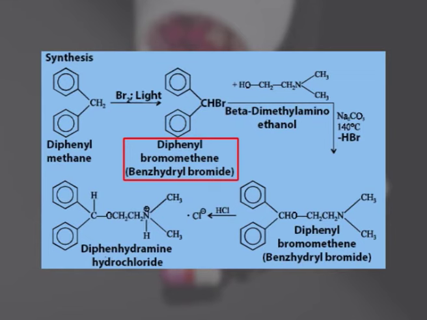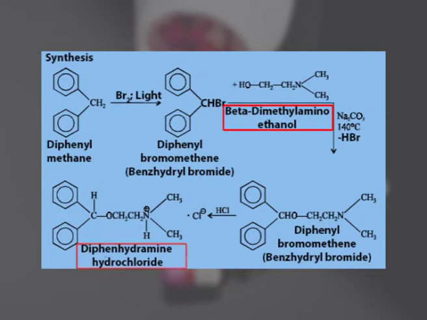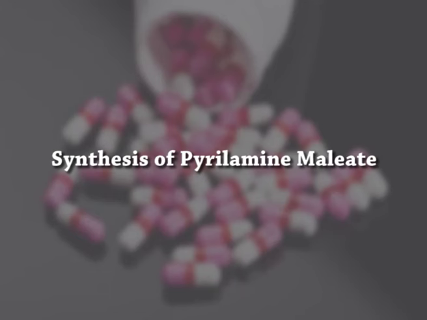In it, diphenyl bromomethane is first prepared by the bromination of diphenyl methane in the presence of light. Subsequently, diphenhydramine base is obtained by heating diphenyl bromomethane, beta dimethylaminoethanol and sodium carbonate in toluene. After distilling off toluene, the purified diphenhydramine is converted to the hydrochloride with hydrogen chloride. Now, let us start the synthesis of pyrilamine maleate.